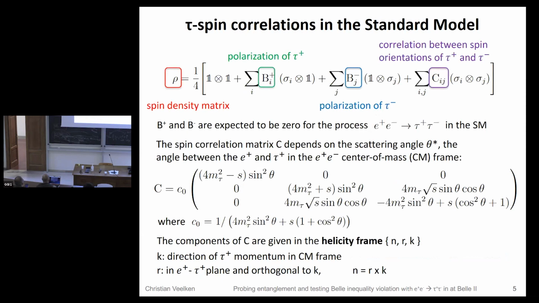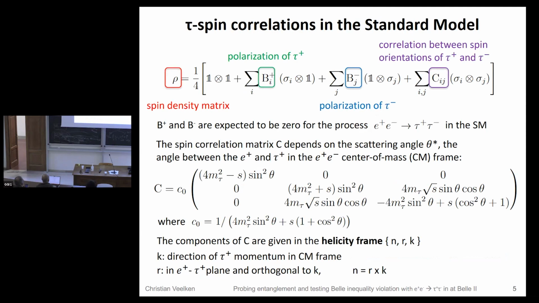This formalism you have seen already in many talks. The message that I want to give you is that the top is a fermion, the tau is a fermion. No surprise that the formalism is very similar, even though they're different papers. Sometimes the nomenclature is a bit different, but the underlying physics is very much the same. This is a spin density matrix for a pair of taus.